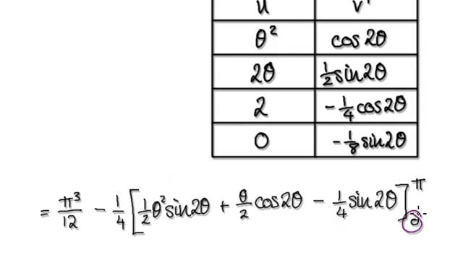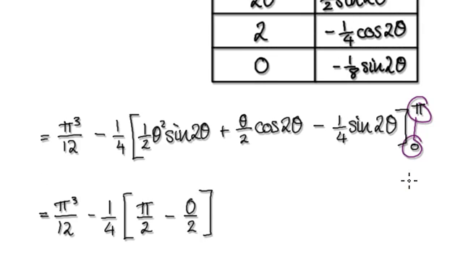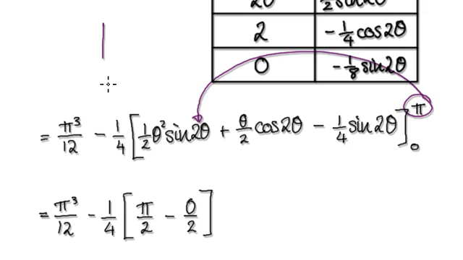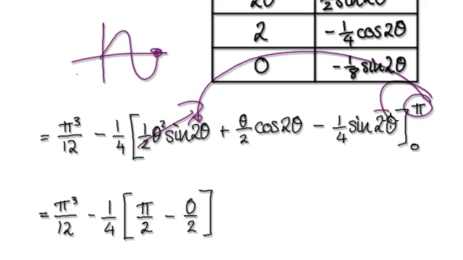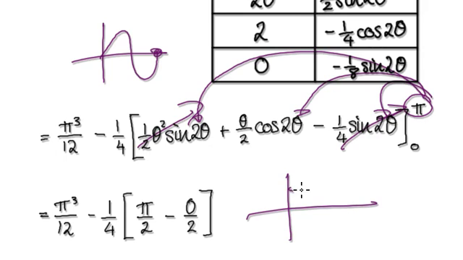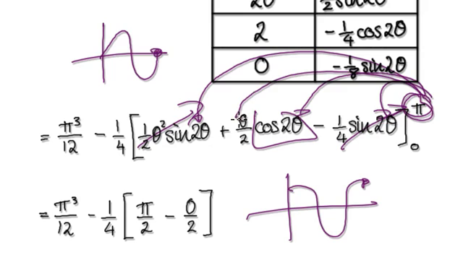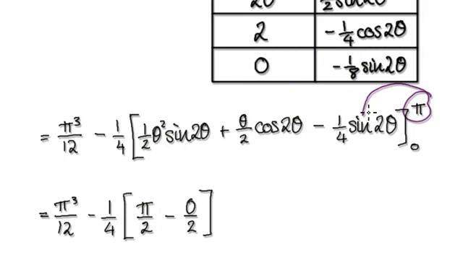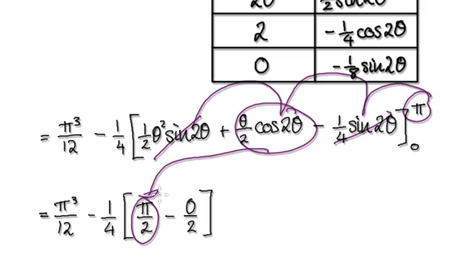Now evaluate it from 0 to pi. We've got to put this into here. Sine of 2 pi is 0, so this thing disappears. Put it into here, this thing here disappears. Put it into here: cos of 2 pi is 1, and then you put this into here, so that will be pi over 2. Put this into here, into here, into here. These two disappear, and this then becomes this.